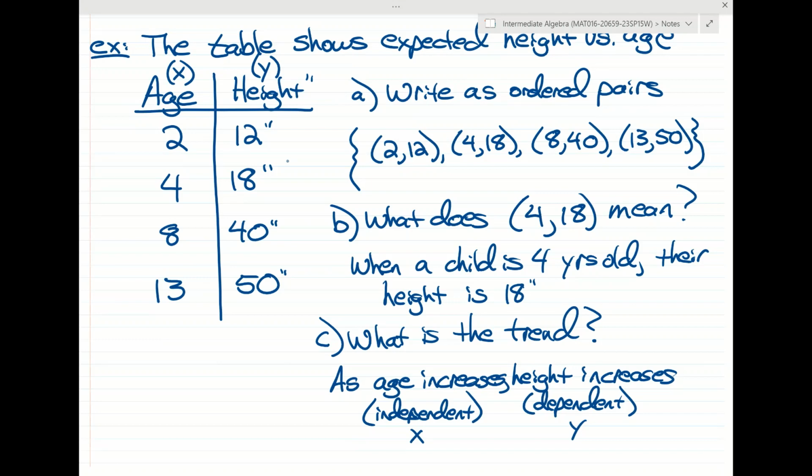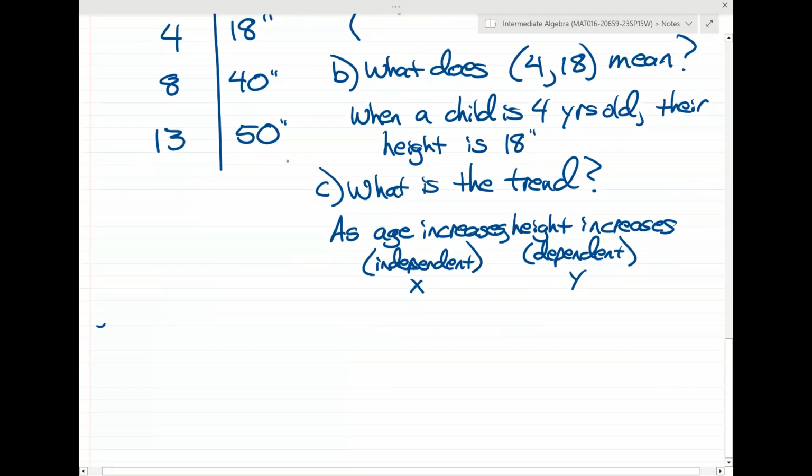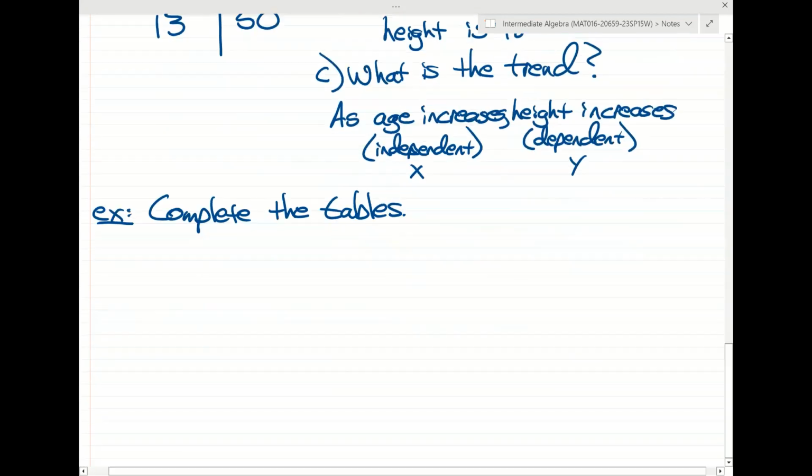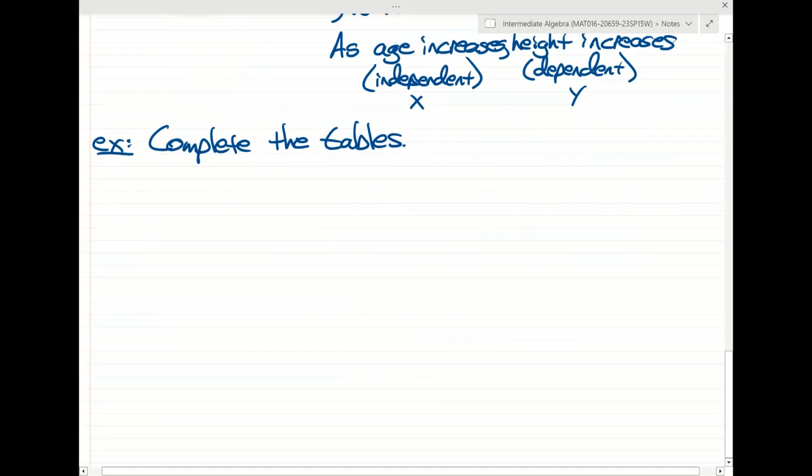A couple more types of questions from this section. Let's complete the tables. I usually draw my t's with a little tail on the end. That way they don't look like a 1 or an I or something like that. I'm going to give you 3 tables, and I'm just going to ask you to fill in for the missing pieces.